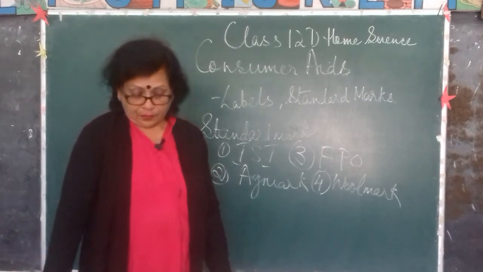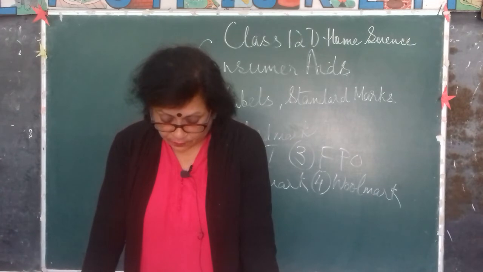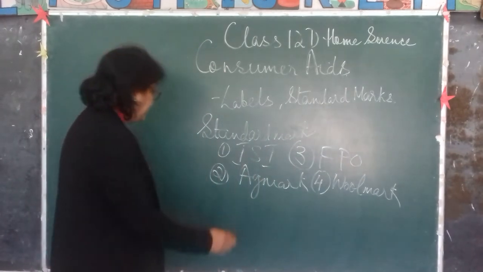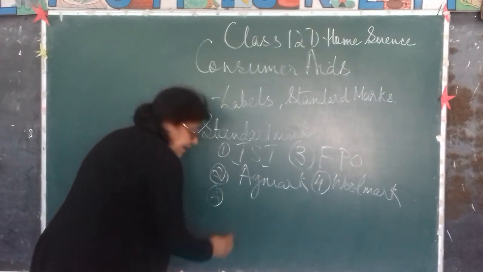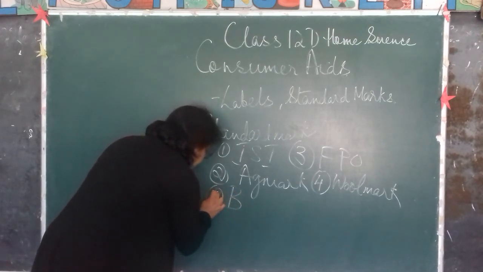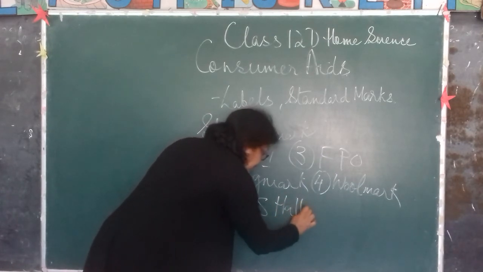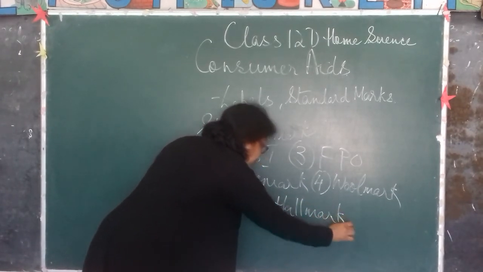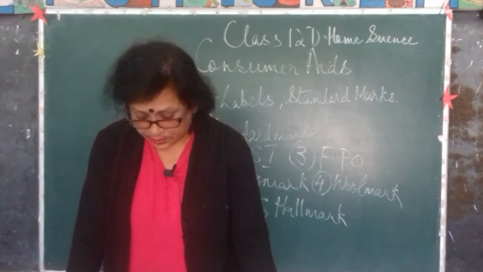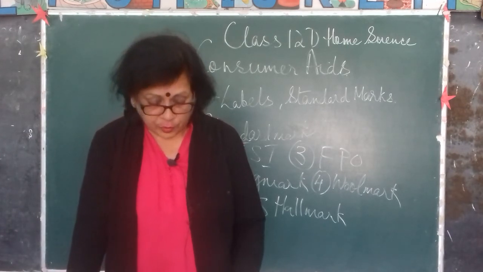Wool mark. Wool mark ensures the purity and quality of woolen garments. Next, the fifth one is BIS Hallmark. The BIS Hallmark was started in the year 2000 and certifies the purity of gold and silver jewelry.